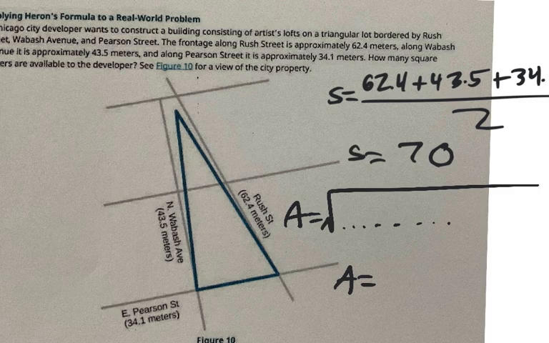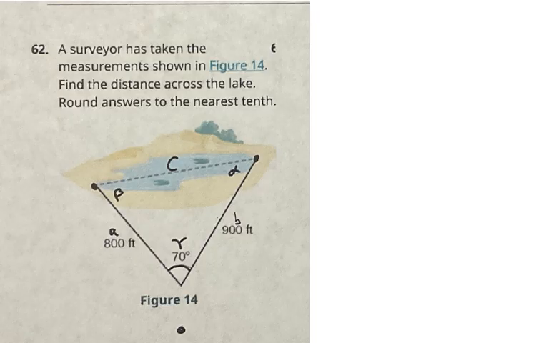Okay, we're back to the surveyor, trying to figure out the distance across the lake. So we're looking for side C. I would like to use the law of sines. What's required to use the law of sines? I need an angle and the side opposite. We don't have an angle and a side opposite, which means I can't use the law of sines, but I can use the law of cosines, because I've got two sides and the angle between. Side angle side, I can use the law of cosines.